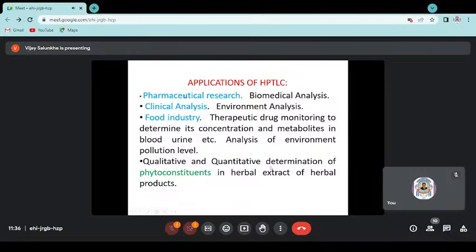In qualitative and quantitative determination of phytoconstituents in herbal extracts, many of the herbal industries like Himalaya, Dabur, Charak, Baidyanath, Zandu, all these major players in India are using HPTLC. Many of the research organizations, central government organizations, Ayush, ICMR, all these research organizations are using high performance thin layer chromatography for correct identification of phytoconstituents and for identification of genuine drug.